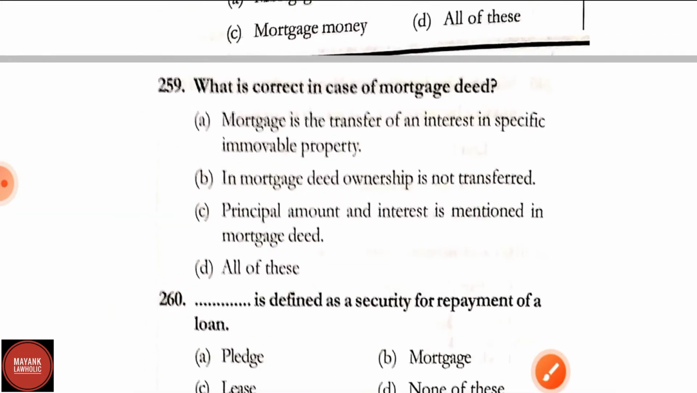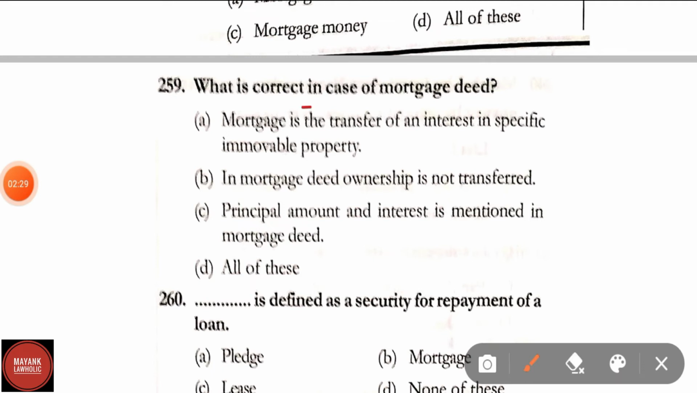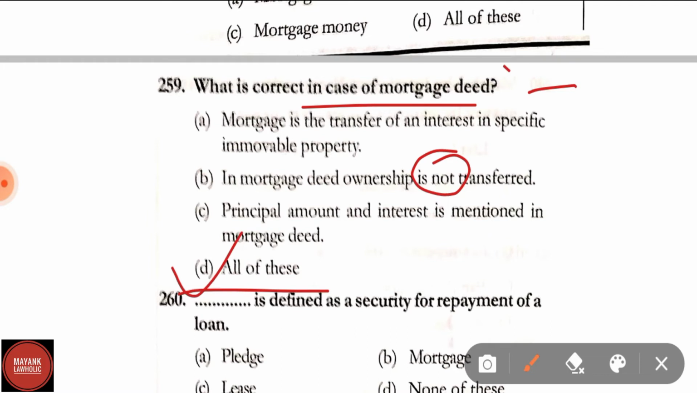Question number 259. What is correct in case of mortgage deed? Options are mortgage is the transfer of an interest in a specific immovable property. In mortgage deed, ownership is not transferred. Principal amount and interest is mentioned in mortgage deed. All of these. Here correct answer is option D, that is all of these.